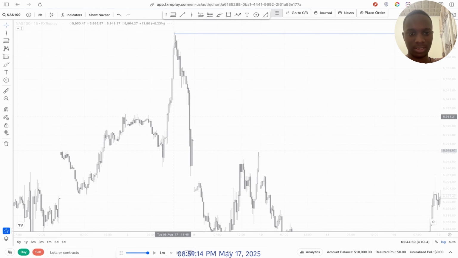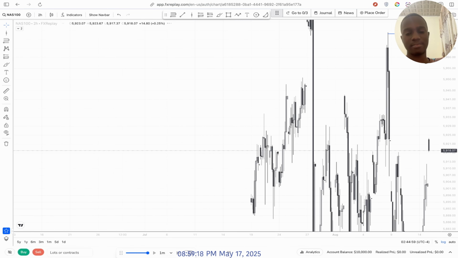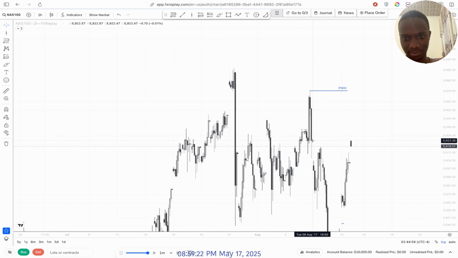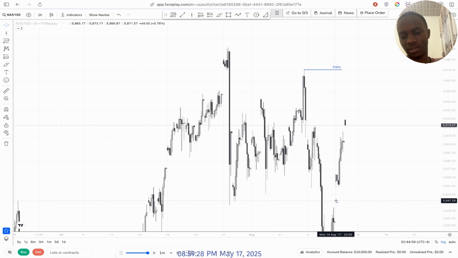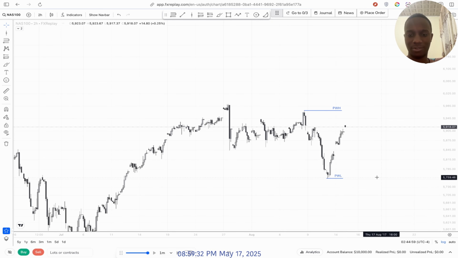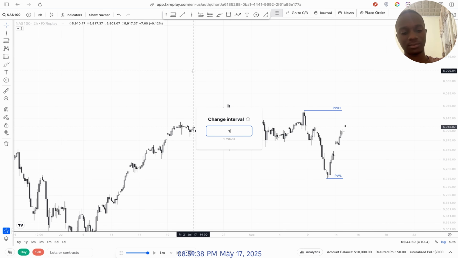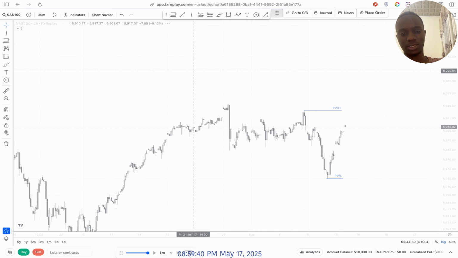Let's go back to the 2 hour. We have a very good fair value gap in here. You can see it. We are currently in it as well, so let's wait and see if we reach it. And looking on this time frame, you can see that now we are trying to shift, going up to the higher points. So back to the 30-minute now.